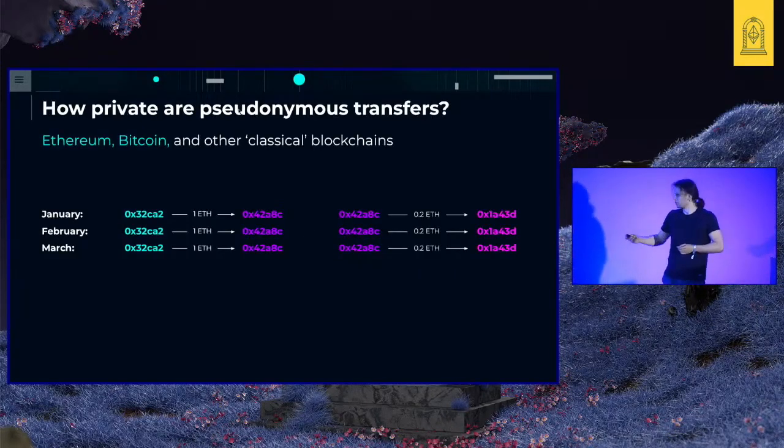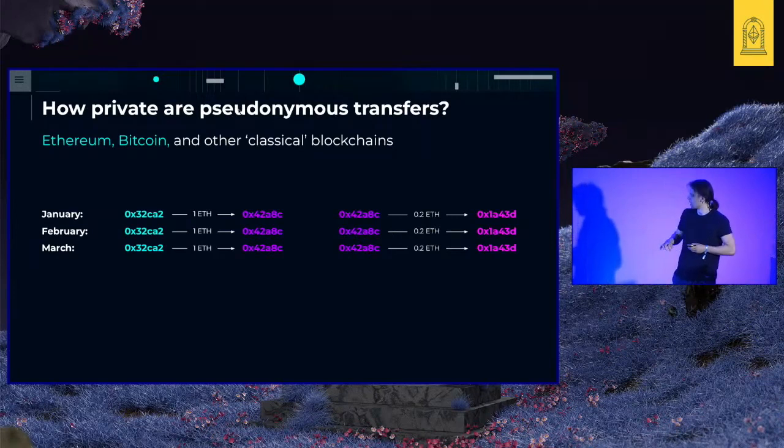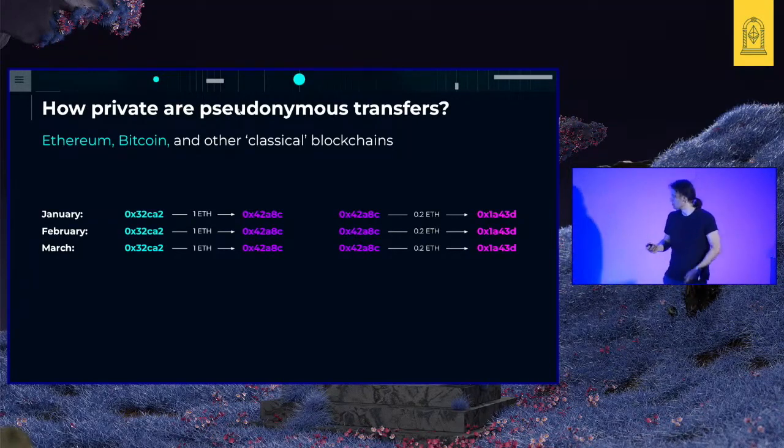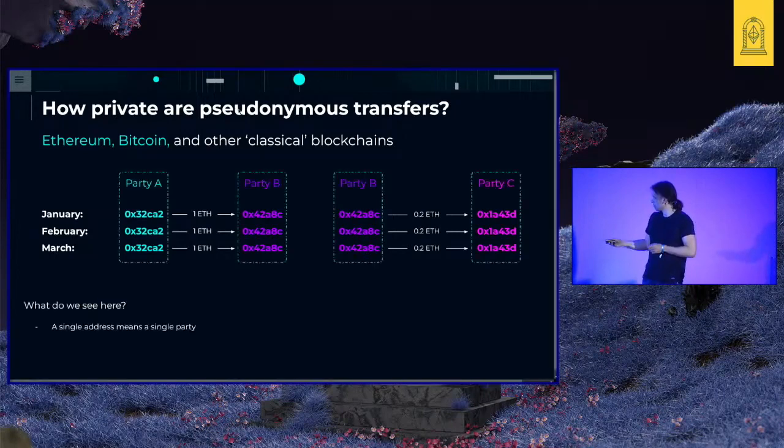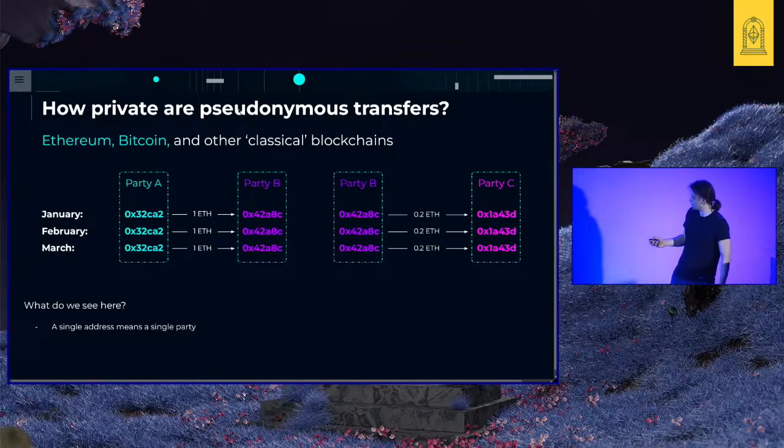But before we go into the solutions, let's explore a slightly deeper how private the basic solutions actually are. When it comes to normal pseudonymous transfers, this is some kind of imaginary situation. Here we can easily identify parties because they are using the same set of addresses. So what do we do here?